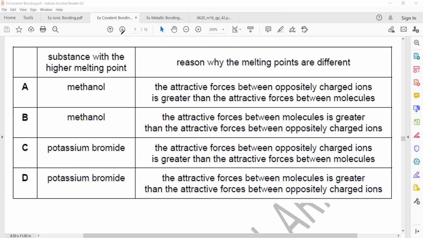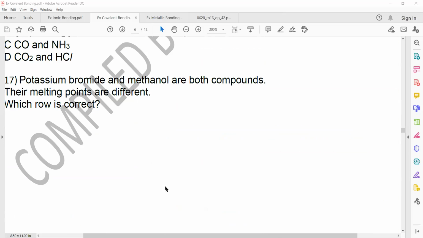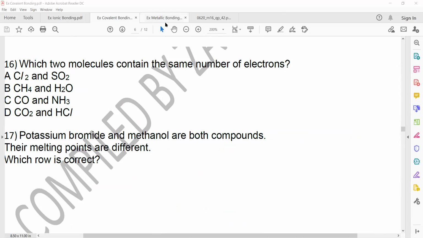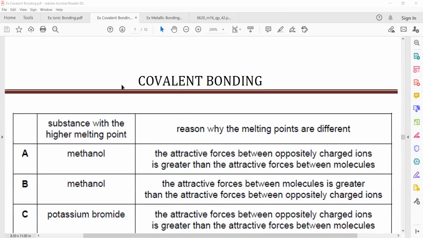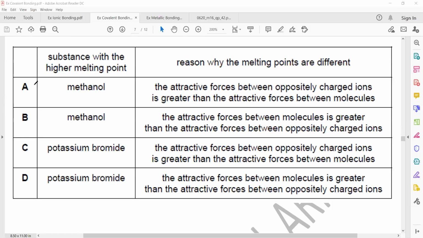So for the substance which will have a high melting point, first thing, how will you identify, you will cancel out the two completely wrong answers. How do you cancel out the two wrong answers? Potassium bromide is ionic, methanol is covalent. So definitely an ionic compound will have a high melting point. So it cannot be A, and B cannot be an answer because methanol cannot have a high melting point. So you're left with C or D. Then why does potassium bromide have a high melting point? Because there is a strong force of attraction between the ions, which is greater than the force of attraction between the molecules.